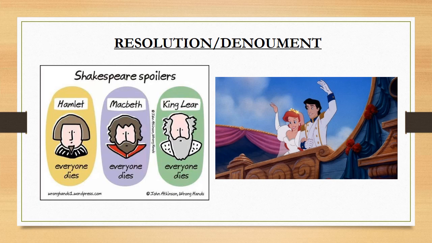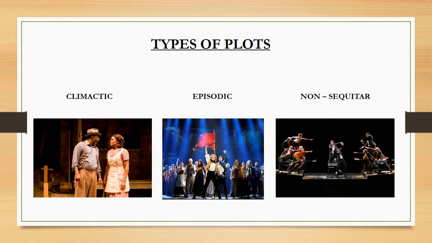It's everything that happens at the end, after the conflict, I'm sorry, after the climax. Everything comes together, and in some stories we have a nice little bow. Here, from the Little Mermaid, with them getting married and living happily ever after. And sometimes we have something like Hamlet or Macbeth that ends very messily, very nasty. So those are some of the elements of plots.